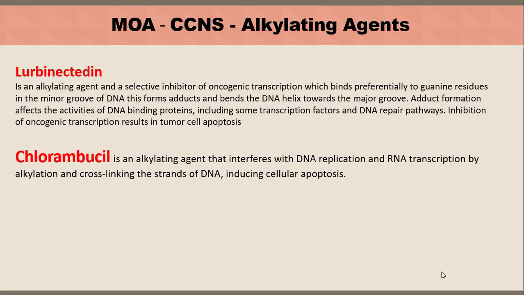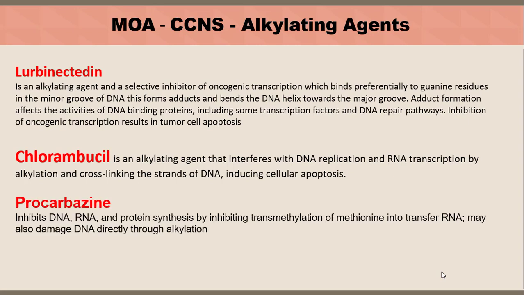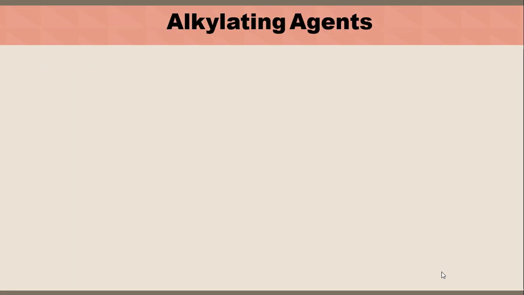Chlorambucil is an alkylating agent that interferes with DNA replication and RNA transcription by alkylation and cross-linking the strands of DNA, inducing cell apoptosis. Procarbazine inhibits DNA, RNA, and protein synthesis by inhibiting transmethylation of methionine into transfer RNA. It may also damage DNA directly through alkylation.